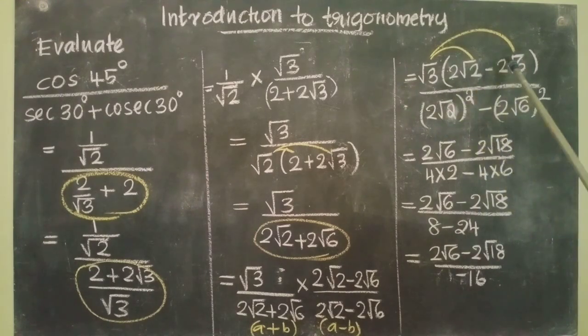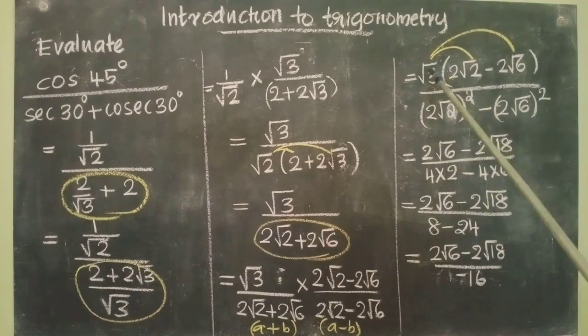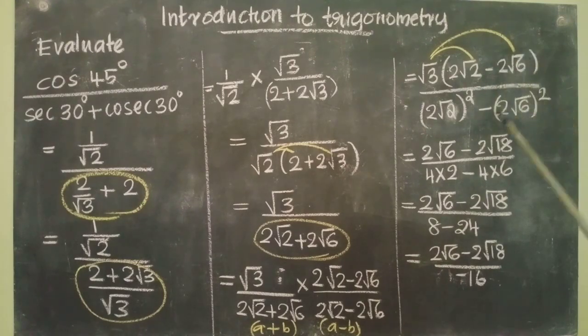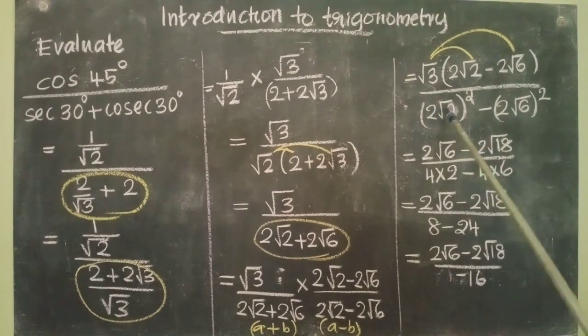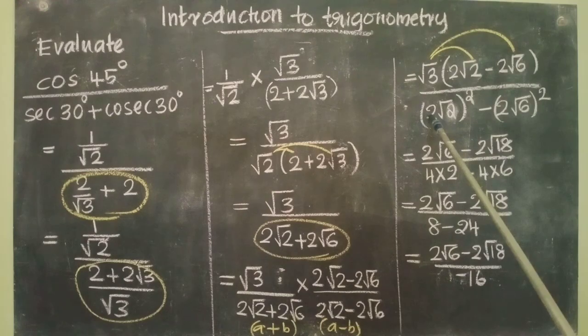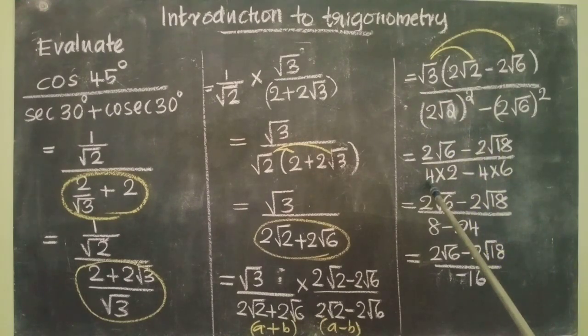Now let us remove the bracket from here. Root 3 into 2 root 2, it is 2 root 6. Here we get 2 root 6 minus root 3 into 2 root 6, it is 2 root 18. Then denominator (2 root 2) whole square. 2 square is 4. Root 2 square is 2.